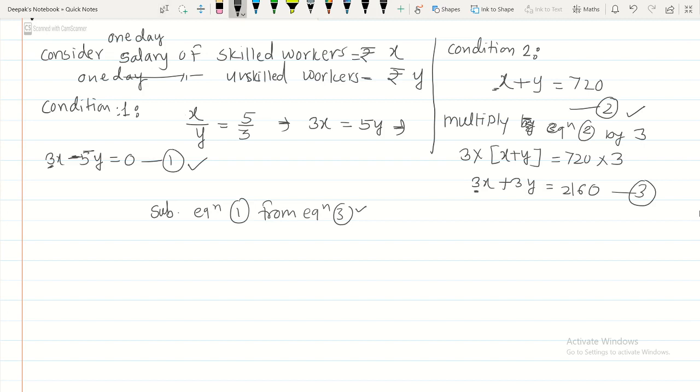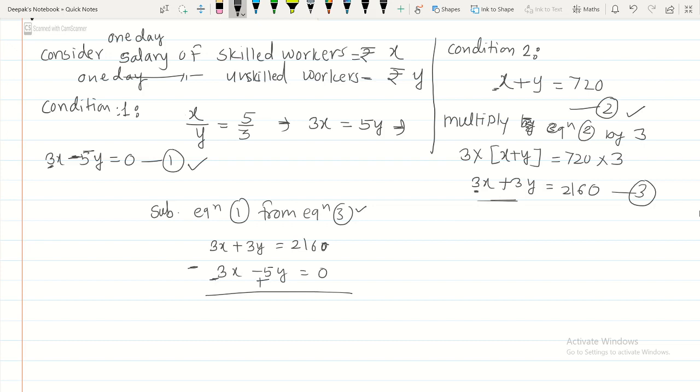So I am writing equation 3 over here. Equation 3 is 3x plus 3y is equal to 2160, and equation 1 we are subtracting from this equation 3, right? Equation 1 is 3x minus 5y is equal to 0. Now we need to subtract. While subtracting, our golden rule is we need to change the sign of the below equation. This plus 3x will become minus 3x, this minus 5y will become plus 5y, and 0 doesn't have any sign, no need to change the sign.